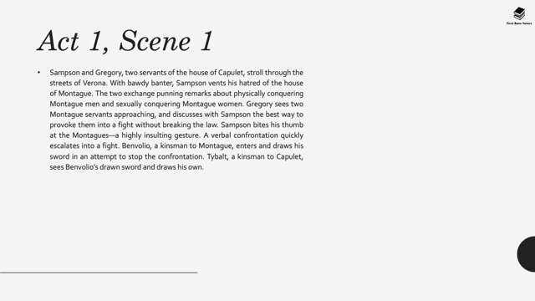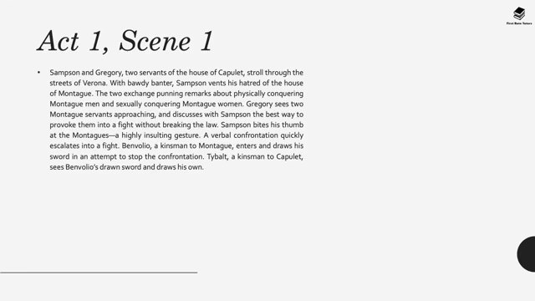So, we meet Samson and Gregory, who are two servants of the house of Capulet, as they stroll through the streets of Verona. With bawdy banter, Samson vents his hatred of the house of Montague. The two exchange punning remarks about physically conquering Montague men and sexually conquering Montague women, and Gregory sees two Montague servants approaching and discusses with Samson the best way to provoke them into a fight without breaking the law.